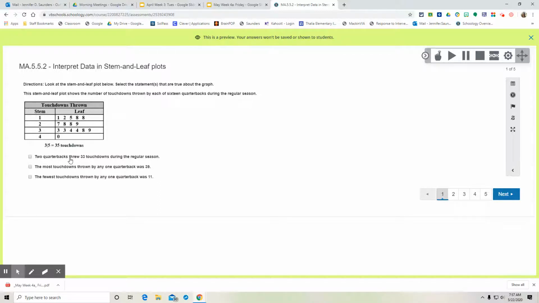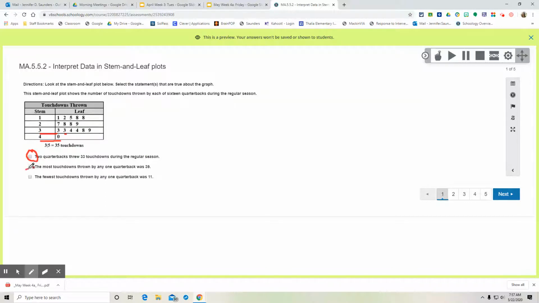2 quarterbacks threw 33 touchdowns during the regular season. So I'm going to go up here. Here's 33. Yep, I've got one. And there's another one, 33. So that one's correct. The most touchdowns thrown by any one quarterback was 39. So that means I'm looking for the biggest number. Here's 39, but there's 40 here.